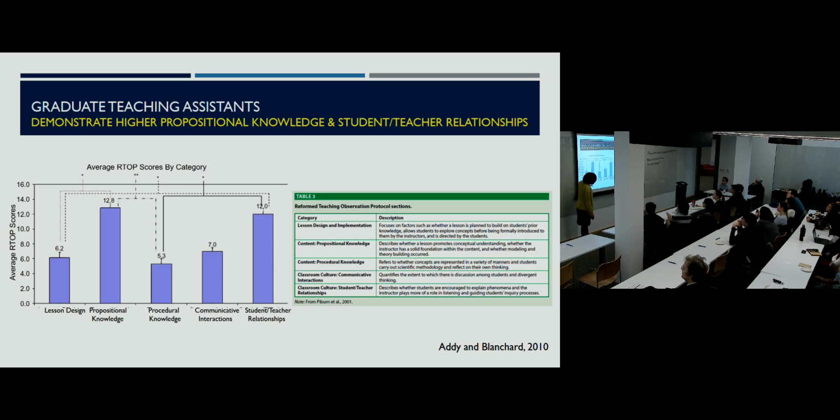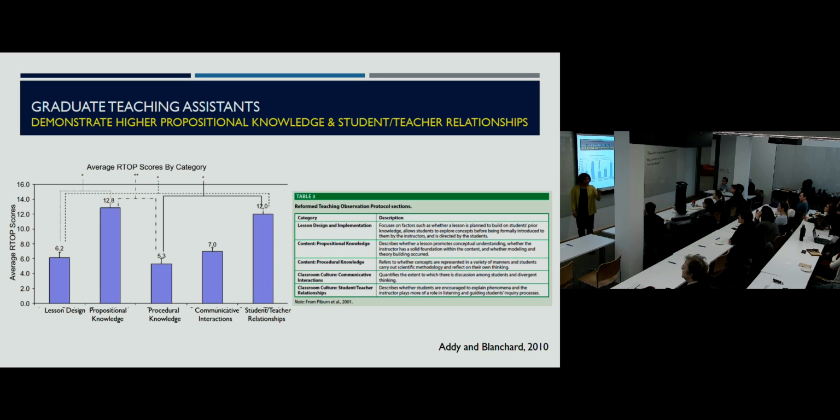One thing that's interesting is their propositional knowledge was a higher category out of 16 here. And student-teacher relationships were higher for them. Propositional knowledge is looking at, does the lesson promote conceptual understanding? And does the instructor have a solid foundation in the content? So it seemed like they felt good about the content. I mean, they're graduate students who are studying science, so it makes sense. And their student-teacher relationships were also higher ones of theirs. But lower was lesson design, procedural knowledge, and communicative interactions.